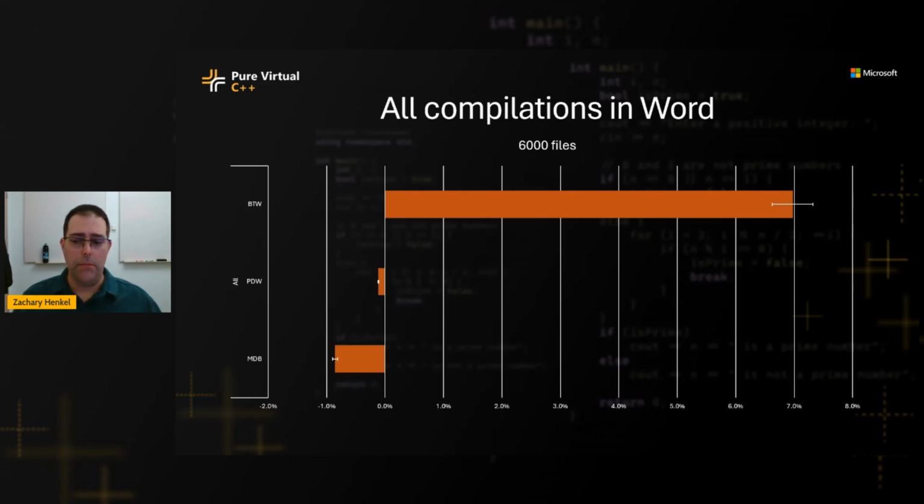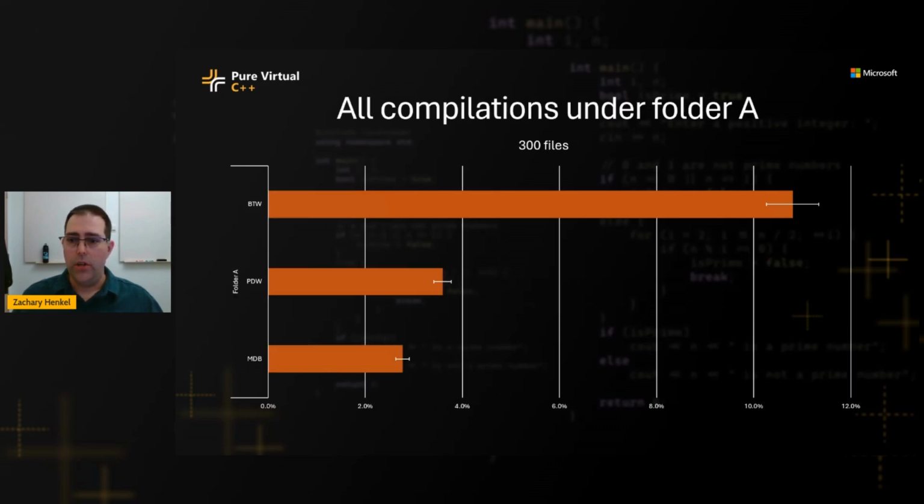To do a better job simulating those workflows, I asked for some of the most active investment areas in Word and found 2 good candidates to measure. The first of these, I'm just going to call folder A. It consists of around 300 files. With this, you can see the BTW pulls way ahead. This is about 11%. The typical developer box and the VM both show a nice gain, above or below 3%.